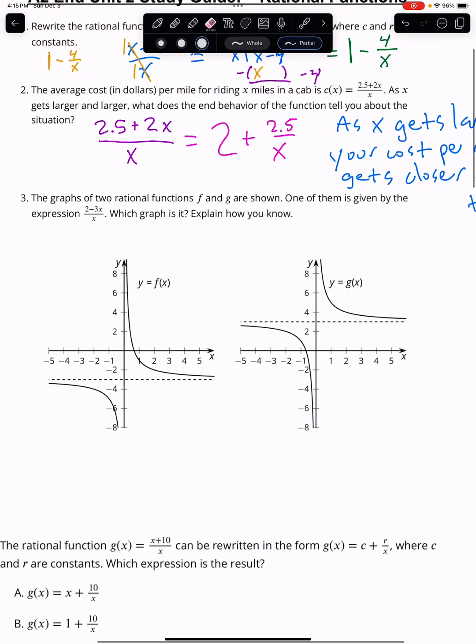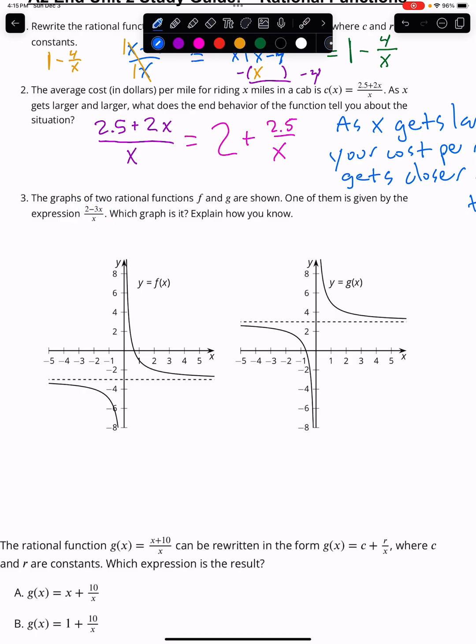Okay, number 3. The graphs of two rational functions. We've got f of x and g of x down here, f of x on the left, g of x on the right. They're saying one of these can be described as this function right here, 2 minus 3x over x. Which graph is it? We're just picking which one of these graphs represents this little function.